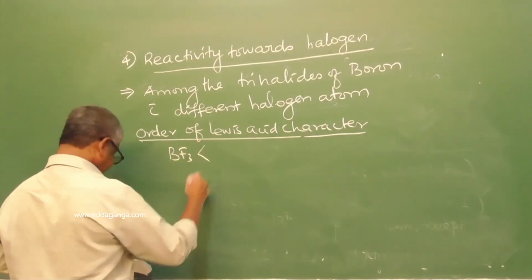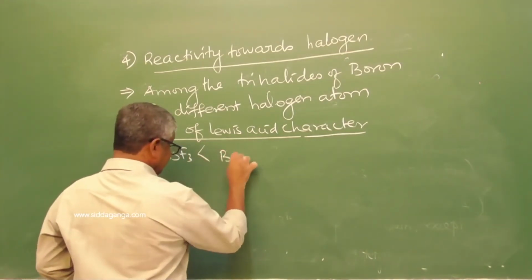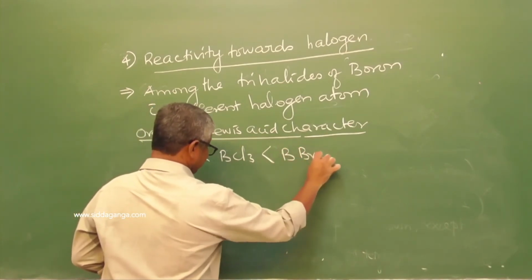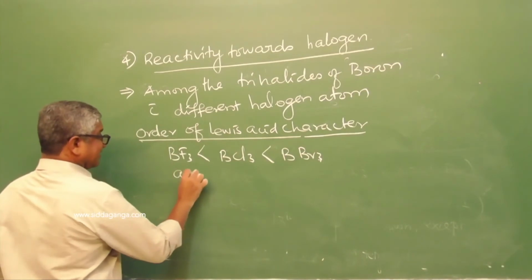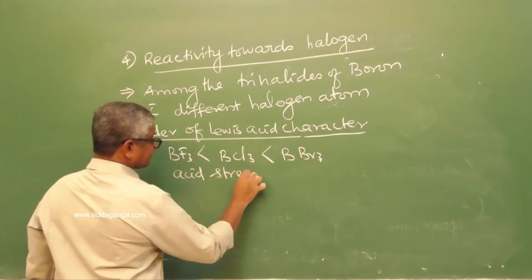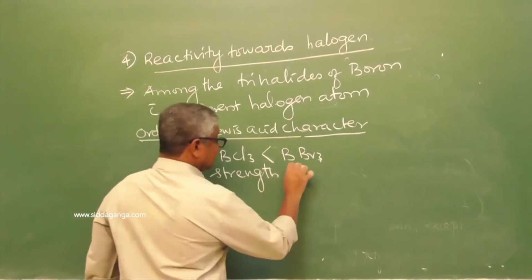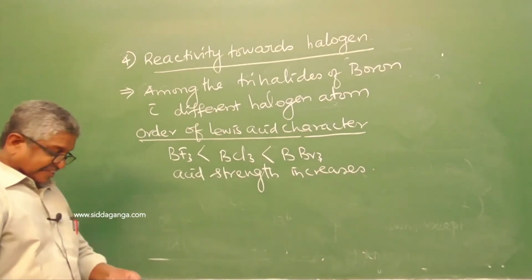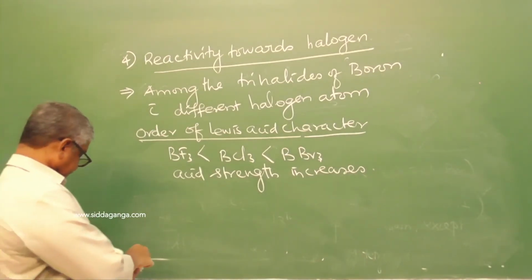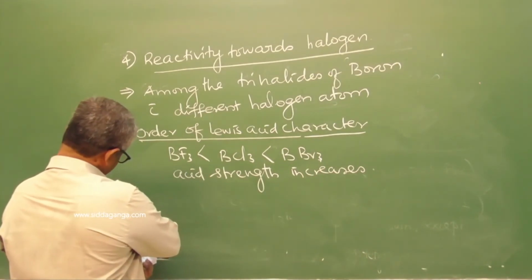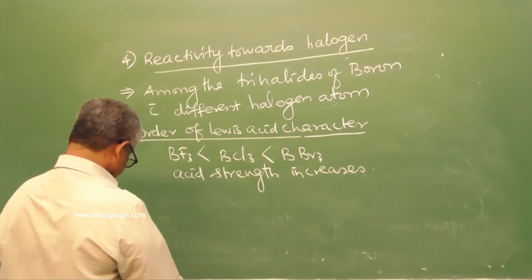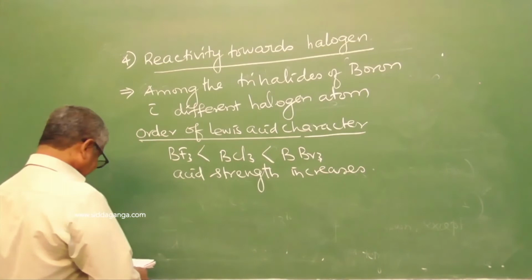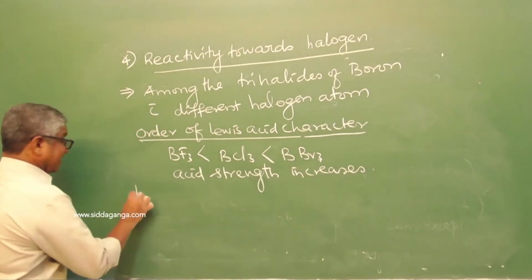The order of Lewis acid character: BF3 is less acidic than BCl3, which is less acidic than BBr3. Acid strength increases.